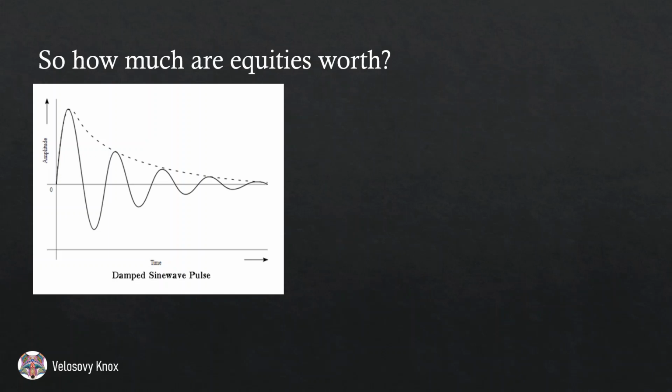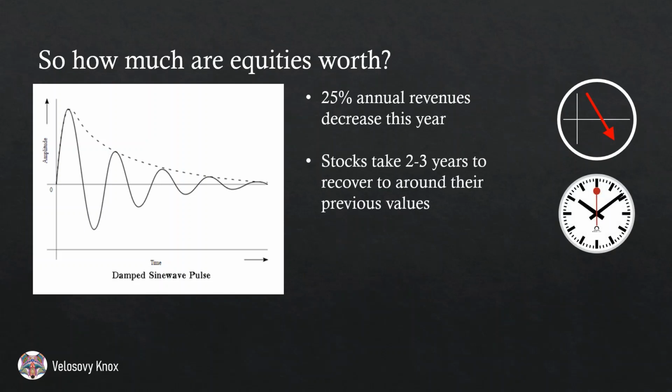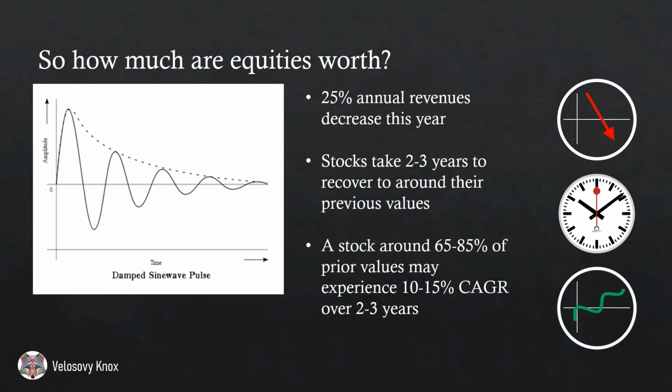So in terms of how we can value stocks, these are very, very rough estimates. The way that I was thinking about it was that you're probably going to get about a 25% annual revenue decrease this year, if you think that stocks are going to take 2 to 3 years to recover. So a stock at around 65 to 85% of its prior value, if it takes 2 to 3 years to recover, then you might get 10 to 15% annual growth. So it's a pretty good return on investment. I think that's one of the things that's going to be supporting the stock market in the short term. I realise there's quite a lot in this graph, so please leave a comment if you want me to go into this in a bit more detail.